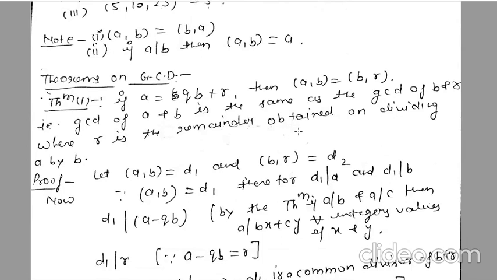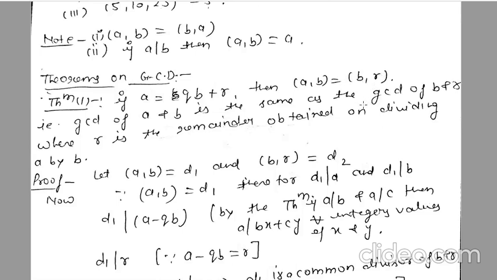There is a theorem on GCD. So just look at this theorem, guys. This theorem is related to the remainder theorem, right? So if A is equal to BQ plus R, where A and B are two numbers, R is the remainder and Q is the quotient, then GCD of (A, B) is equal to GCD of (B, R), right? Both will be equal.